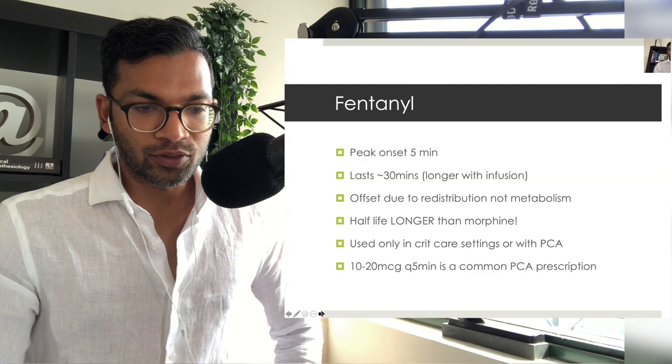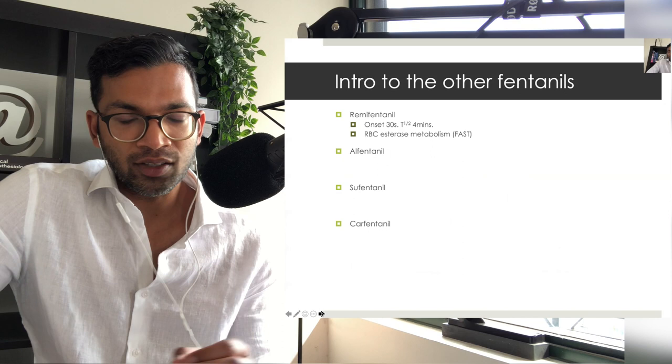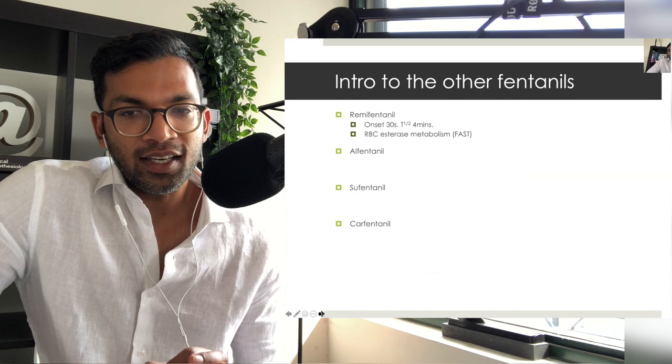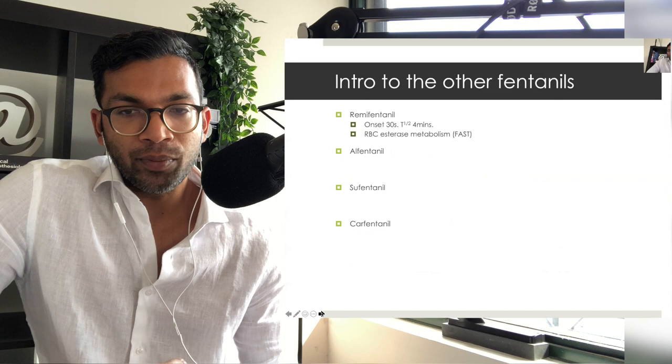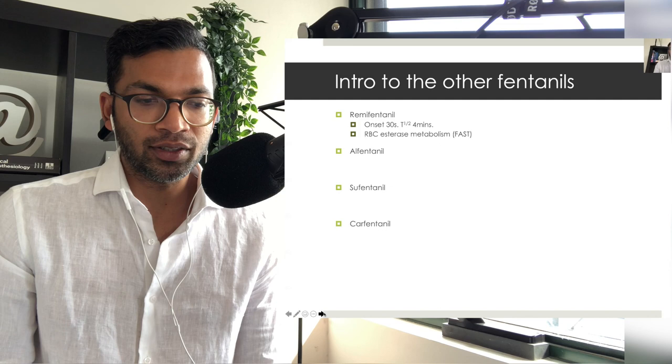Just to go through the other fentanyls quickly, you'll see remifentanil and alfentanil used pretty commonly in anesthesia. Remifentanil onsets super fast, with a half-life of 4 minutes. Think of how quick that is. This is because it's metabolized by esterases, so not the liver. Esterases in your body are a massive resource, and they just cut the ester bond and deactivate it very quickly. So you could run a remifentanil infusion for days and the half-life doesn't change much at all. That's significantly interesting.